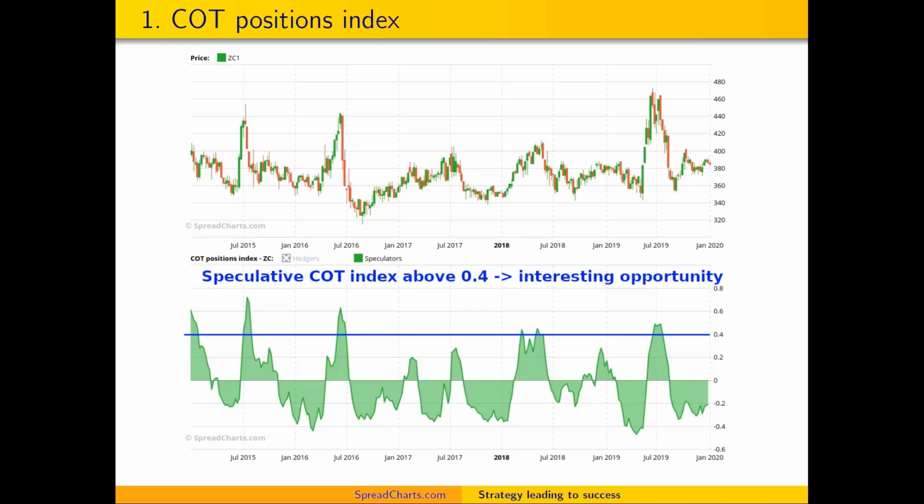Of course, this is subjective as there is no precisely defined level determining the overbought conditions. Moreover, the market becoming overbought does not mean we trade it immediately. It just creates favorable conditions for bear spreads and incites us to analyze it further. But there are not just speculators in the market.